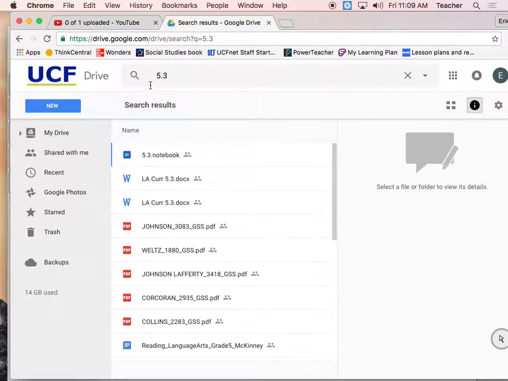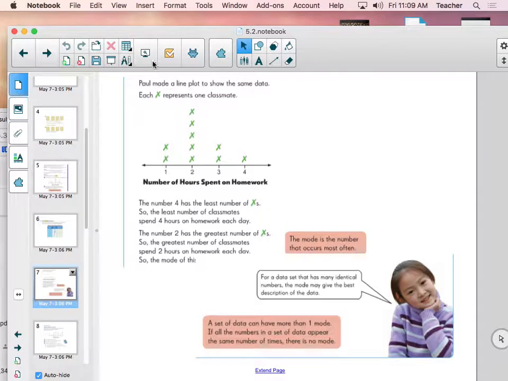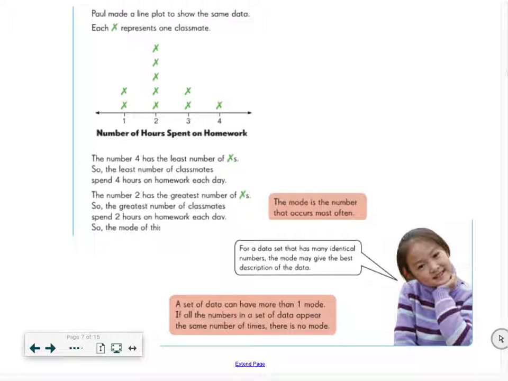Alright guys, if you are watching this video, this is going to review line plots and how to interpret a line plot. First of all, a line plot always has on its x-axis some numbers, and it always has a label at the bottom that tells you what these numbers are. So there's 1, 2, 3, and 4, our number of hours spent on homework.